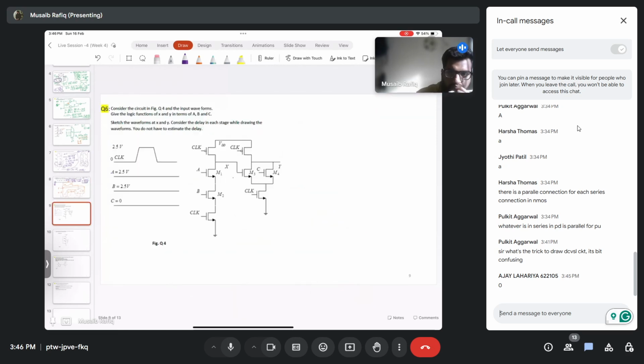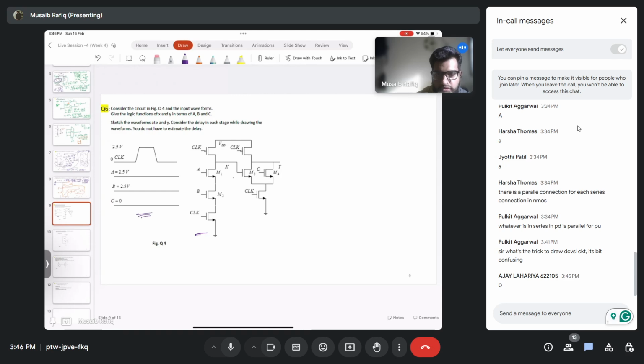Now I have this question. I would like you guys to solve it first at your end, because obviously this requires some work. Part one you can write in the chat box, but part two just do at your end, and then I'll show the solution. So I'll read the question for you. Consider the circuit in figure Q4. So this is the question circuit, and the input waveforms are on these.